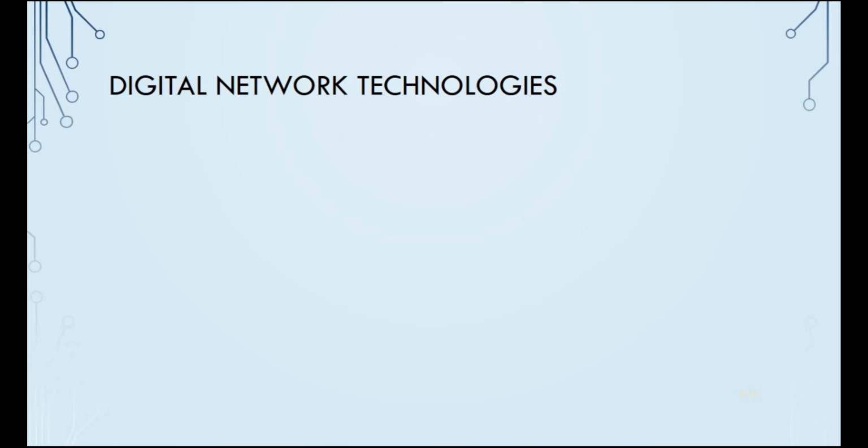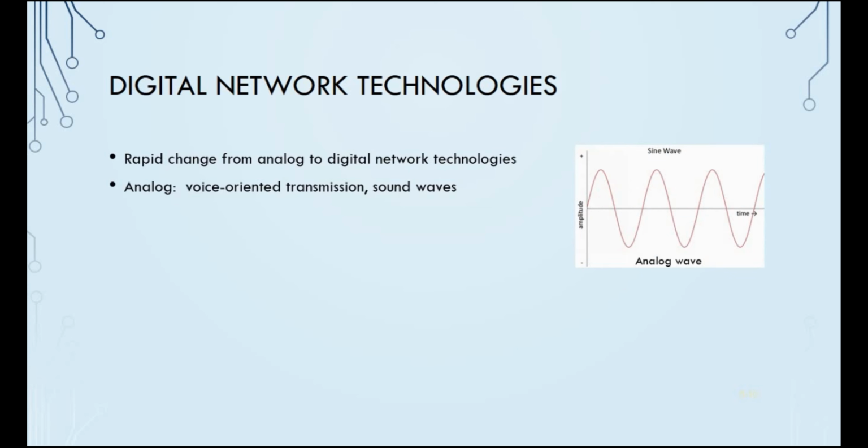Digital network technologies. There is a rapid change from analog to digital network technologies. Analog is a voice-oriented transmission of sound waves. The wave of an analog signal is denoted by sine waves. An example is the human voice in air.